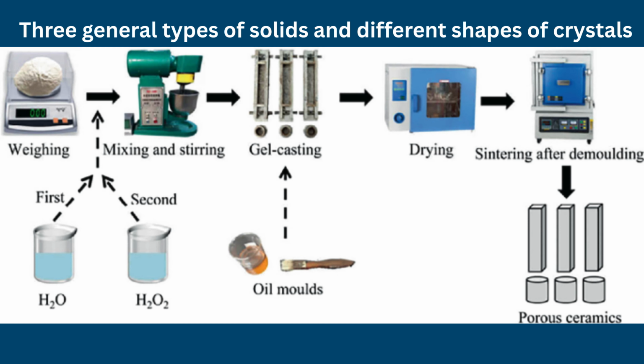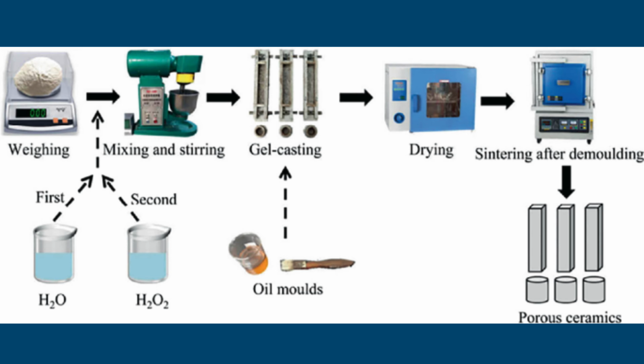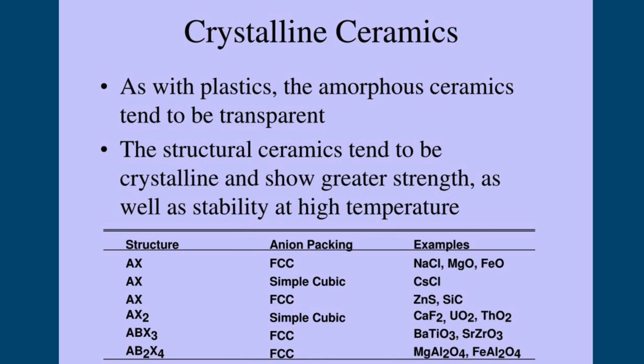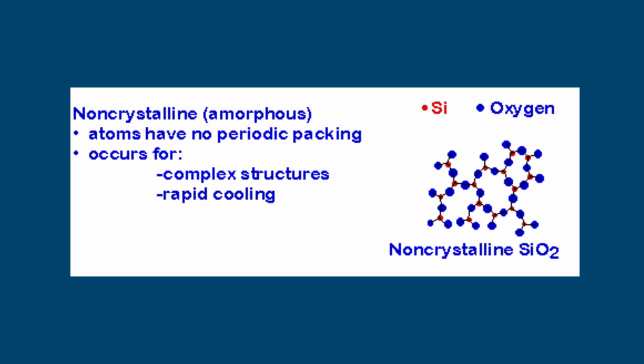Common fabrication methods include powder compaction, followed by sintering, hot pressing, injection molding, tape casting, and slip casting. Crystalline ceramics include alumina, zirconia, silicon carbide, and silicon nitride. Non-crystalline or amorphous ceramics. Non-crystalline ceramics, commonly known as glasses, lack long-range atomic order.